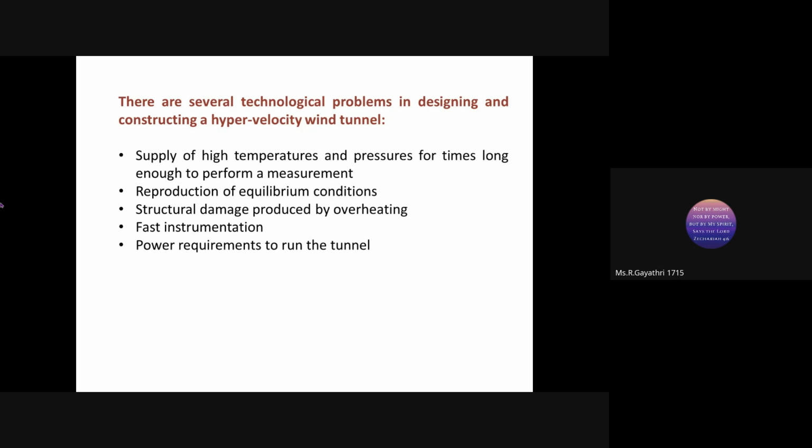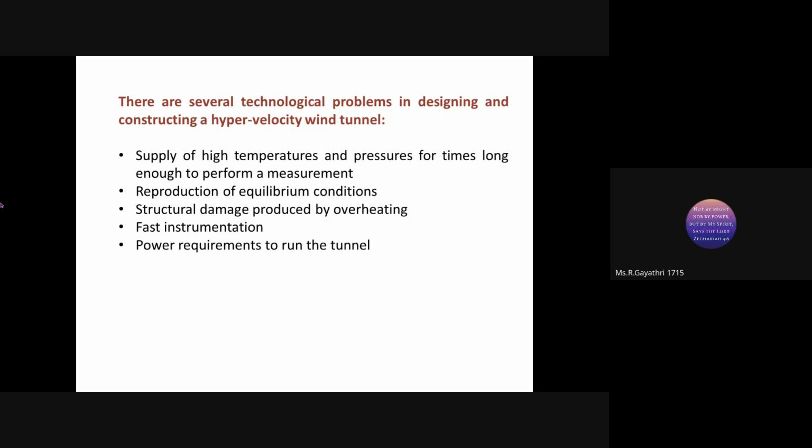We can face some technological issues in designing and constructing a hypervelocity or hypersonic wind tunnel. Supply of high temperatures and pressures for times long enough to perform measurement. We need to retain the same value of temperature and pressure, and reproduction of equilibrium conditions.